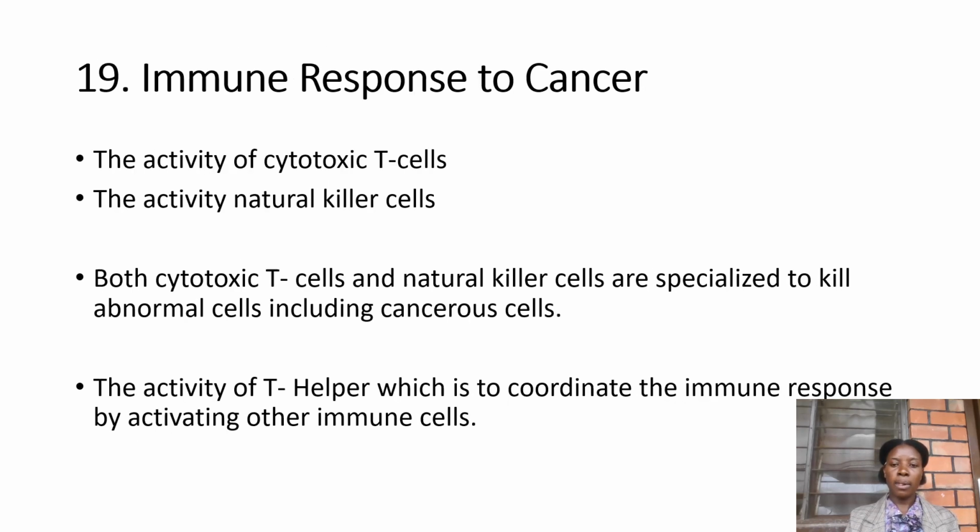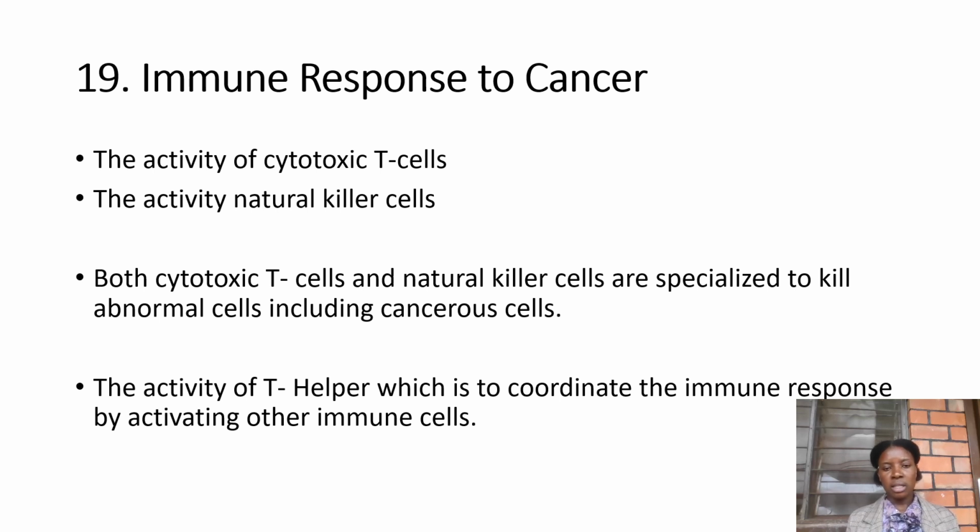Let's continue with how the body responds to cancerous cells. When responding to cancer cells, the immune system contains different types of cells, including cytotoxic T cells and natural killer cells. Those are types of lymphocytes that play an important role in eliminating tumor cells or virus-infected cells, including cancerous cells.